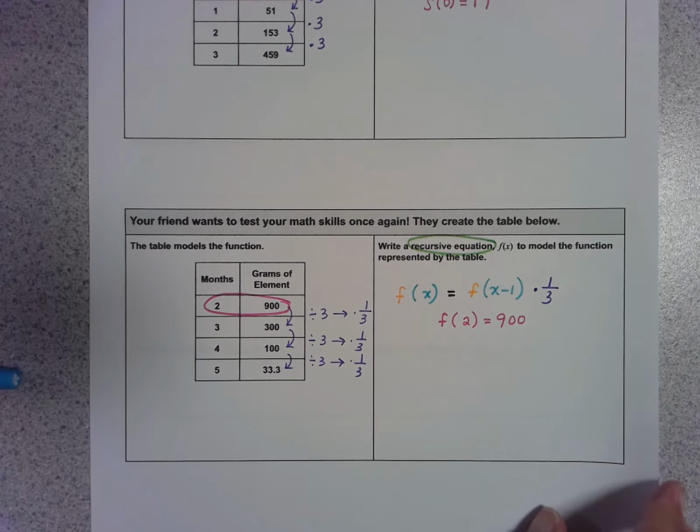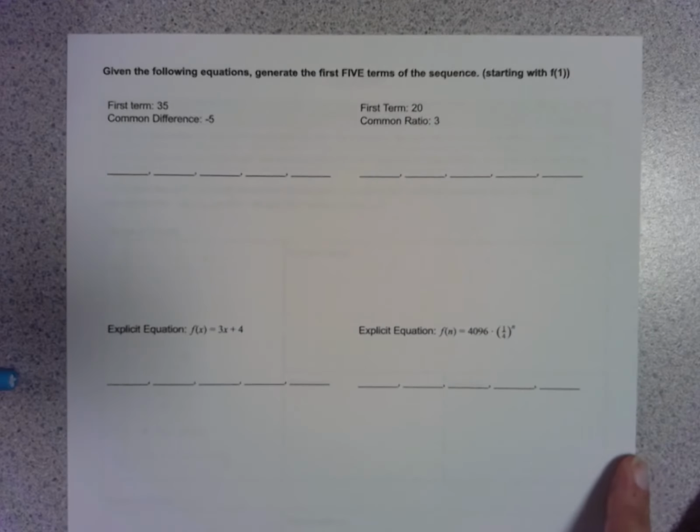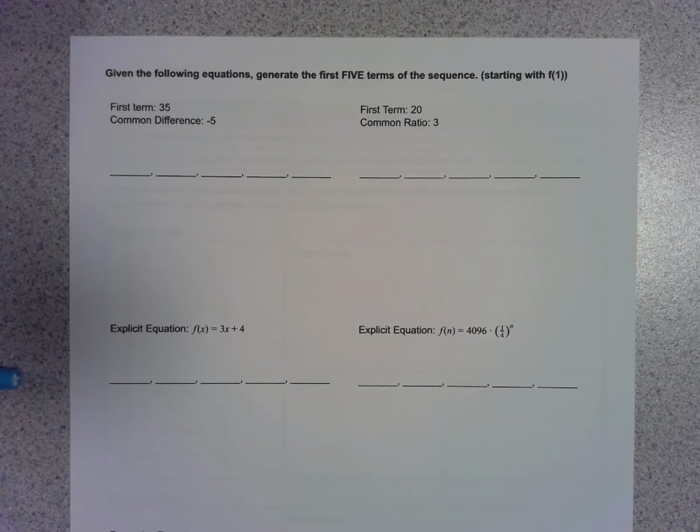Now we've spent quite a bit of time talking about both explicit and recursive equations, and one of the things you're going to be asked to do with this information is to generate the sequence. So up until now, you've always been given the pattern and asked to write the equation. Now we're going to be giving you some information about a pattern and asking you to write the pattern itself. It says, given the following equations, generate the first 5 terms of the sequence, starting with f of 1.